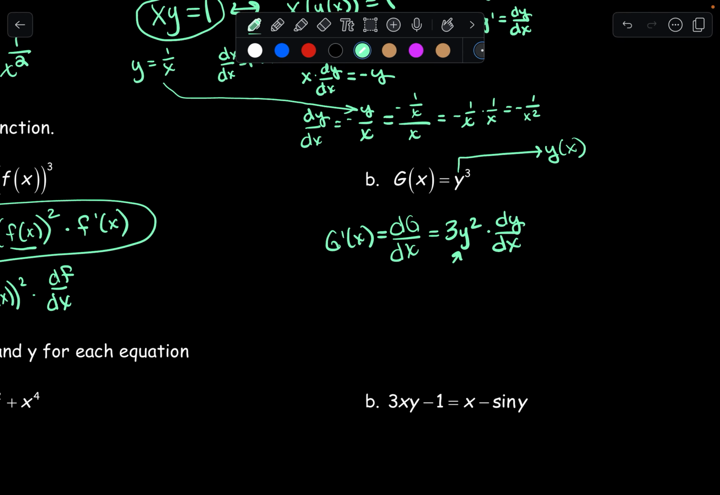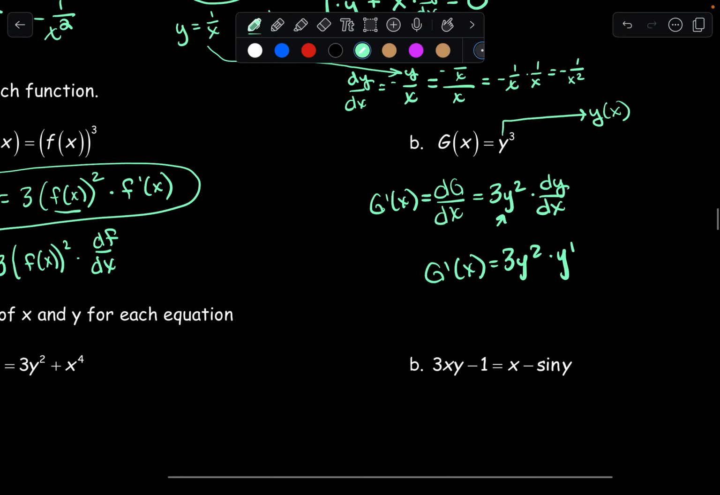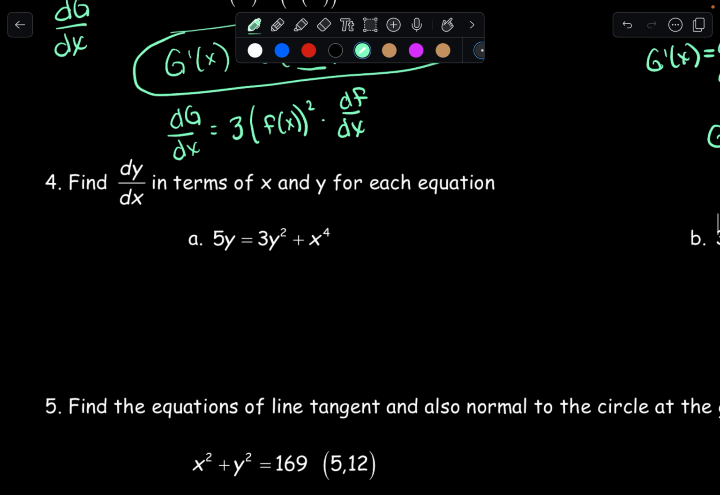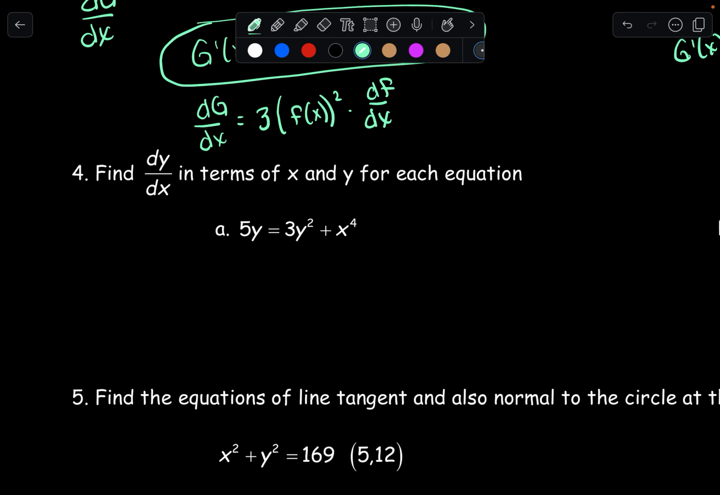Okay, another way to write this is just g prime of x is equal to 3y squared times y prime. But Leibniz notation really helps to see how the variables are working within these implicit forms. Number 4, find dy dx in terms of x and y for each equation. So when it says find dy dx, that means you have to isolate dy dx, okay?